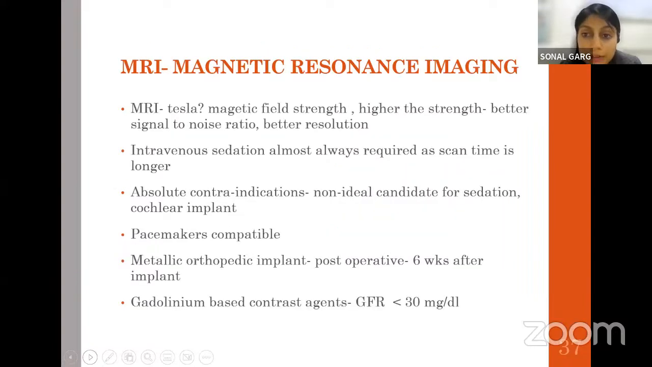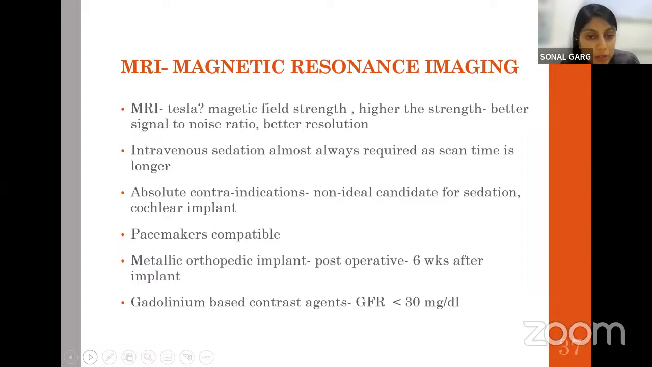Moving on to the next modality of cross-sectional imaging, which is MRI, which stands for magnetic resonance imaging. The way we used slices for CT, we use Tesla for MRI, which is the magnetic field strength. So we say 1.5 Tesla or 3 Tesla. And the higher the strength of the magnet, the better is the signal to noise ratio, so better is the resolution.